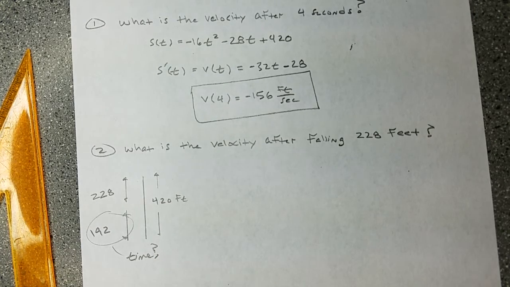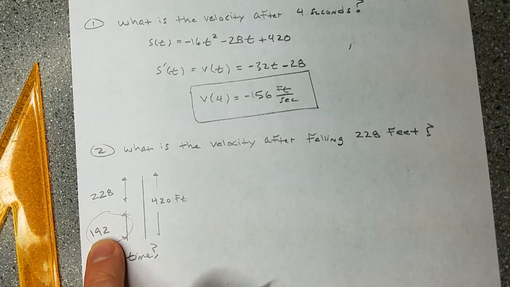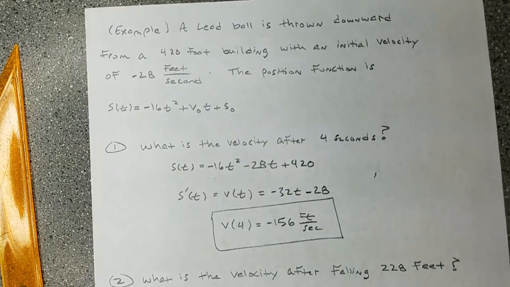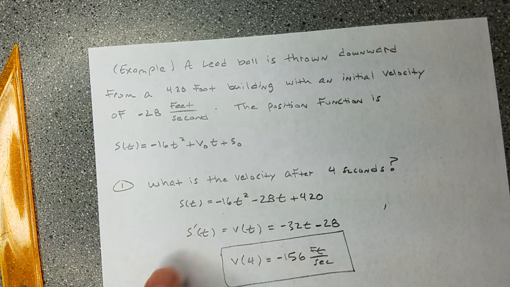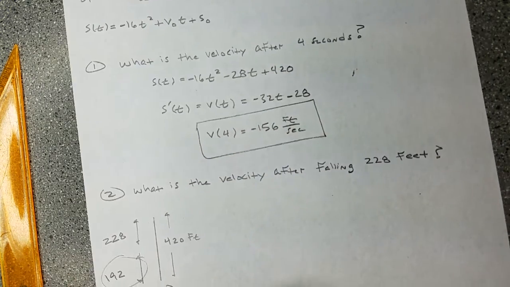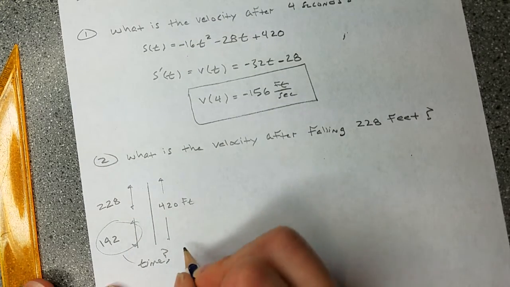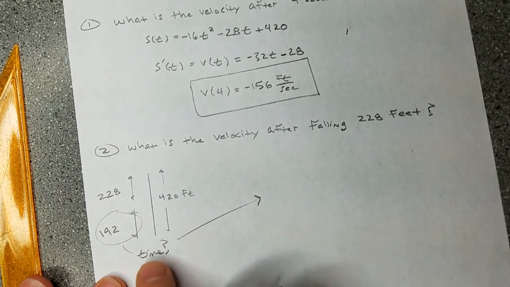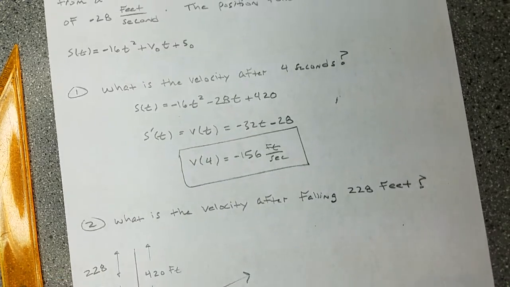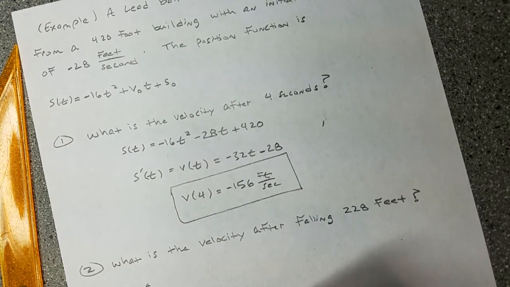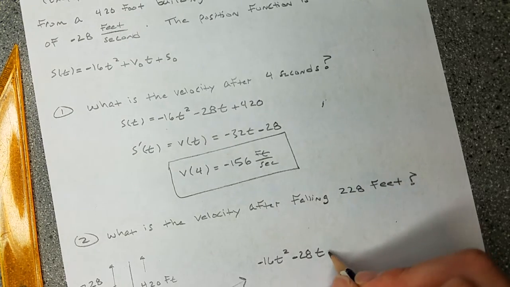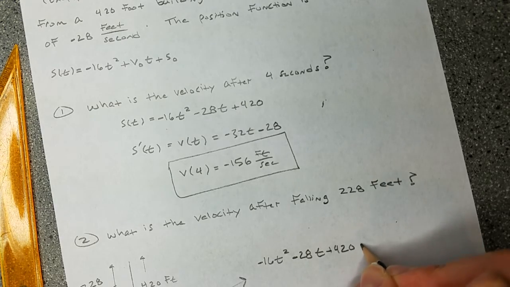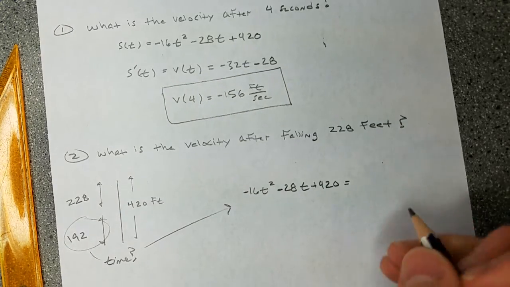So how about this? Given that we want the position to be 192, let's solve it at that position and find the time, because that's what we need. So think about it like this. We want the time when you have that position. So here's our position function. We'll get negative 16t squared minus 28t plus 420 equals 192.